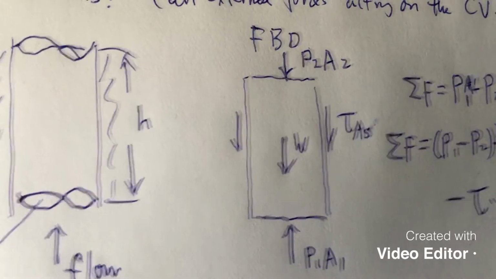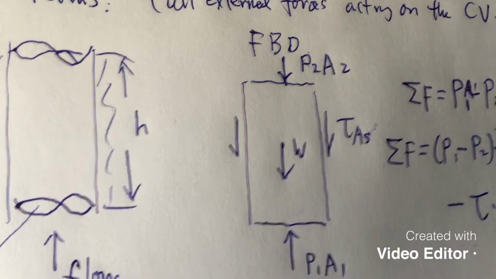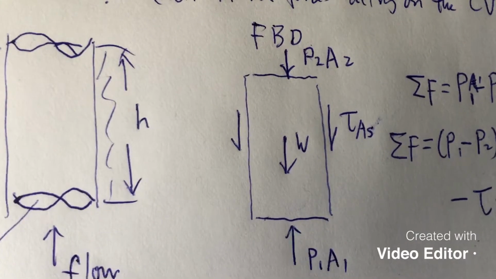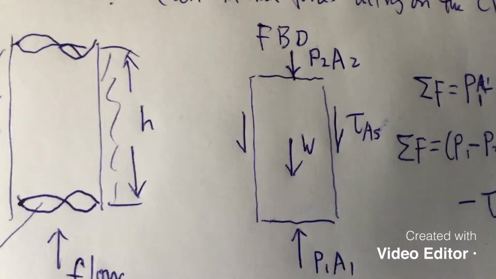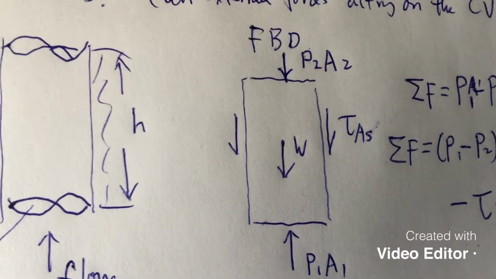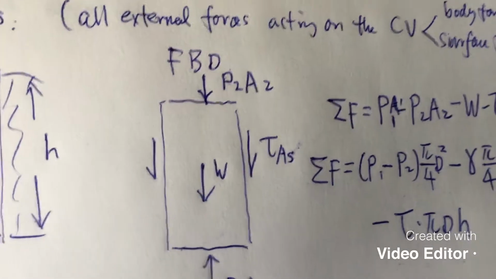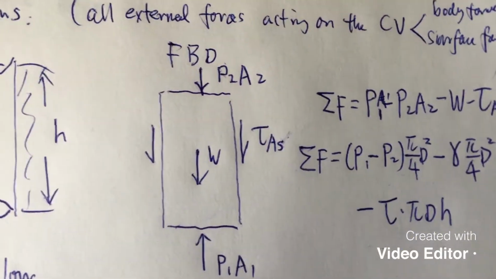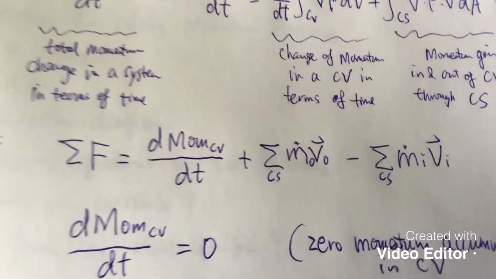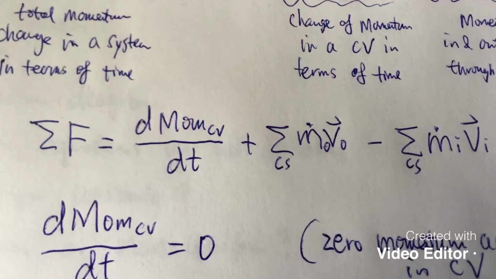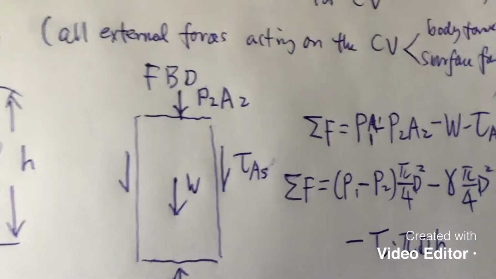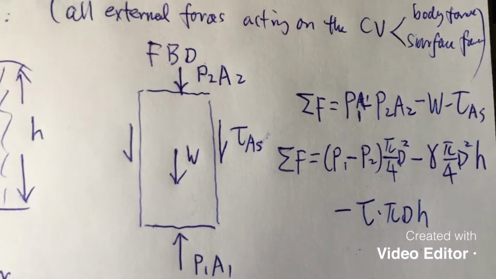There is one more force in this problem, the shear force, right? You have a shear stress. The flow is going upward, so your shear force on the surface is going downward. The shear tries to stop the flow from the flow direction, right? So after you draw the free body diagram, you should be able to write down the equation for summation of force, because in the conservation of momentum equation, you need to know the summation of force in this control volume.